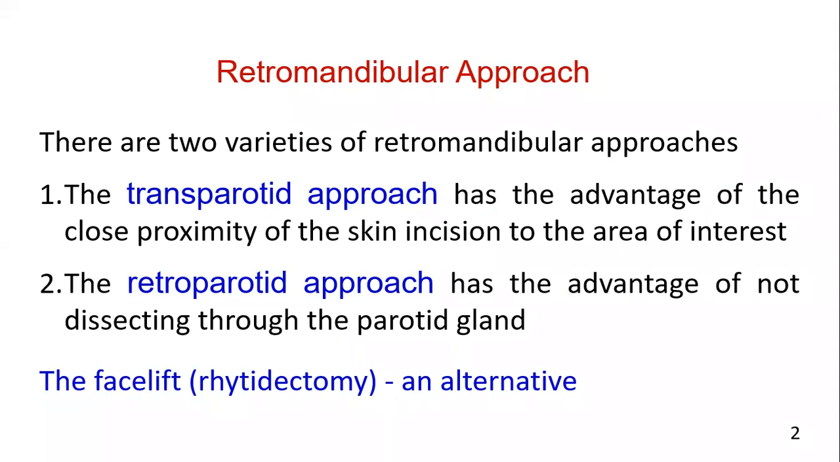As we mentioned in our previous video, there are two varieties of retromandibular approaches used to access the posterior mandible, the transparotid and retroparotid approach. They differ in the placement of incision and anatomic dissection to the mandible, and the retroparotid approach has the advantage of not dissecting through the parotid gland. The dissection is done behind the parotid gland.